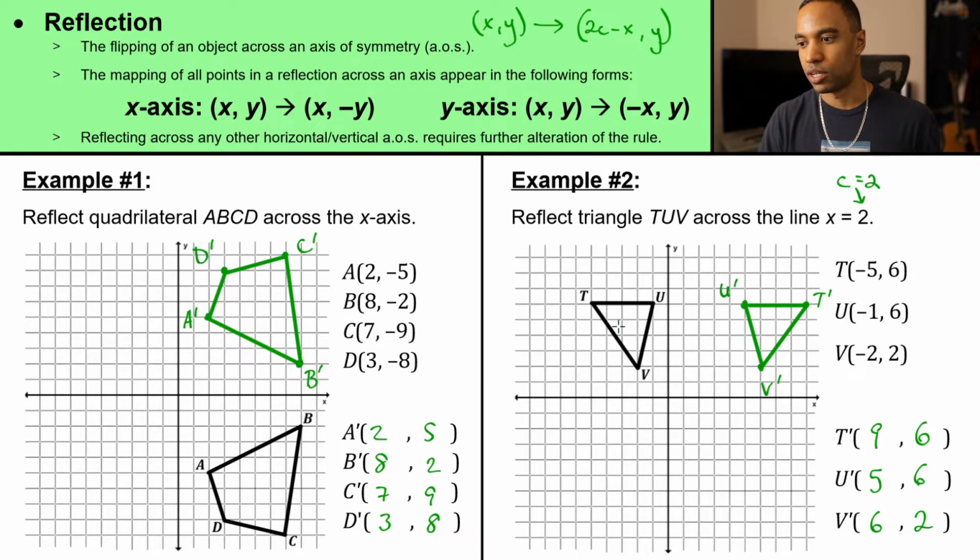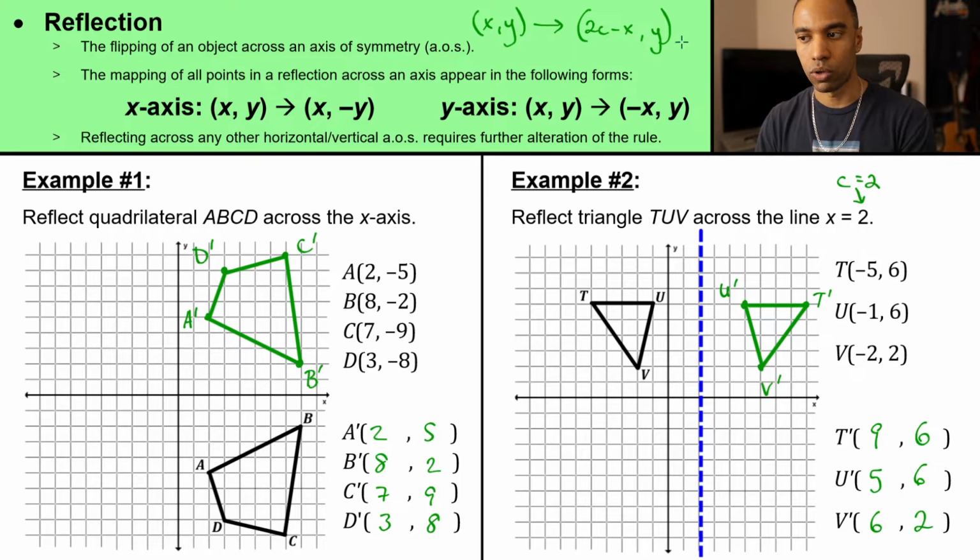Does it look like a reflection? Well, it looks like the object reflected, but did it reflect across the correct line here? So let's see. Yeah, it looks like they're equidistant right there. 3 units apart, 3 units apart, 4, 4, and whatever. Right, so there's the reflection there.